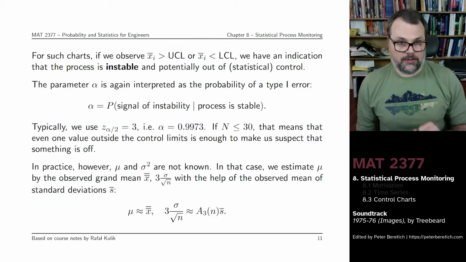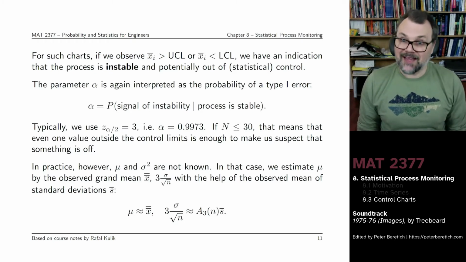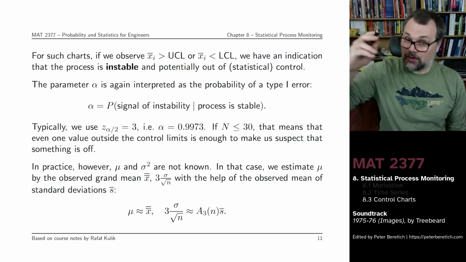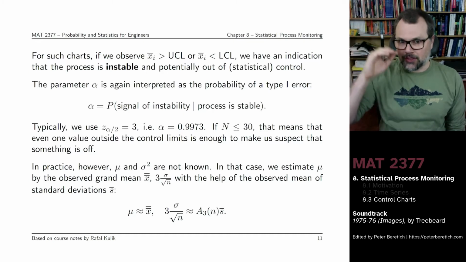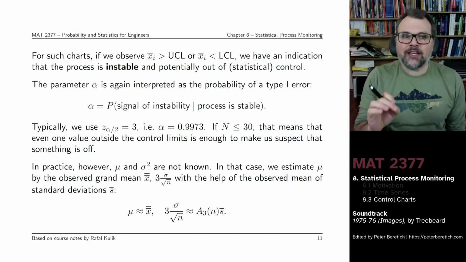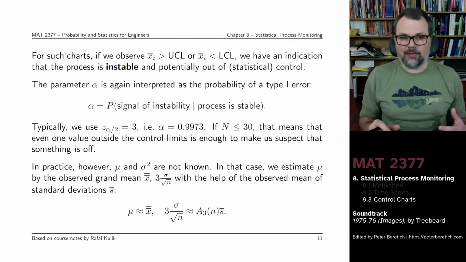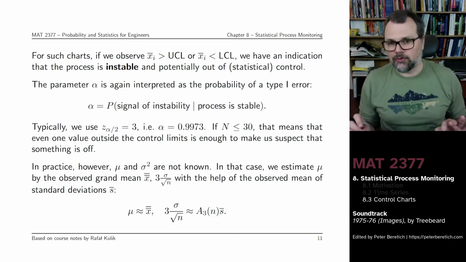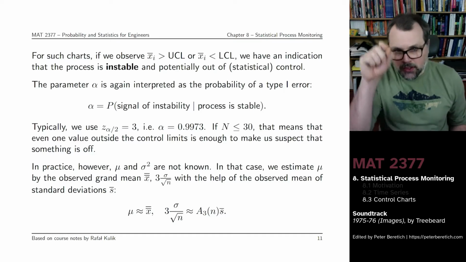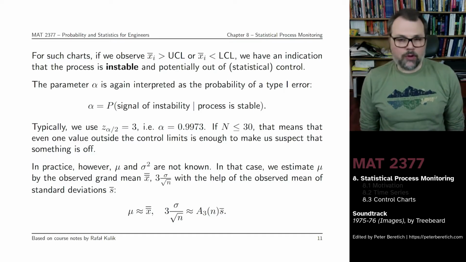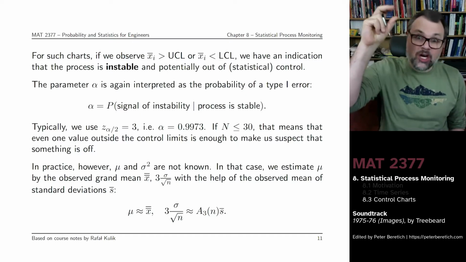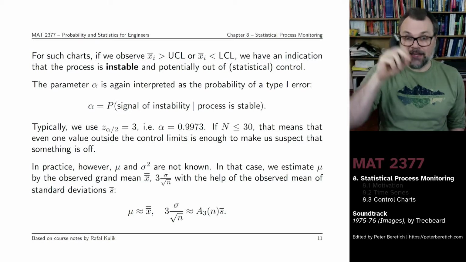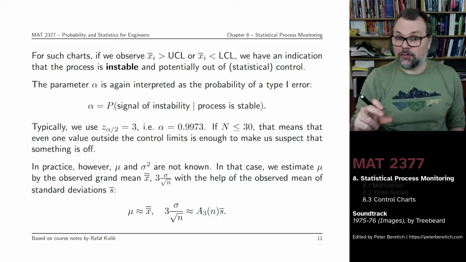Now in these charts, if you ever observe a sample mean, in a previous chart I didn't plot the sample means, I just plotted the actual observations. If you ever observe a sample mean which is above the upper control limit or below the lower control limit, then you have an indication that the process as a whole is unstable and potentially out of statistical control. Now, it's okay to have one measurement above the upper control limit or one measurement below. But if the mean is above or below, what it means is that there's a chunk of observations that are above, and that's bad. Or a chunk of observations that are below, and that's bad.